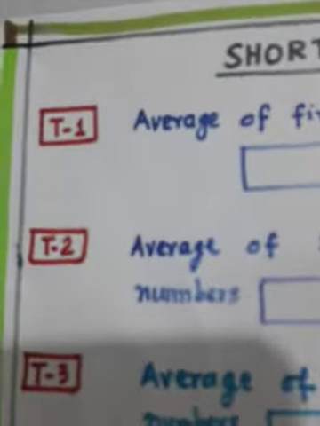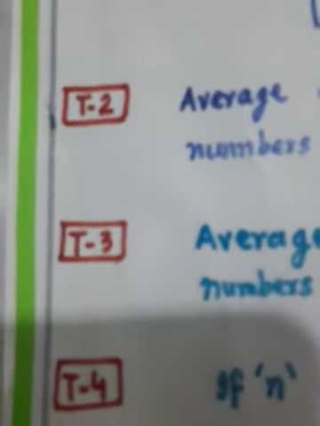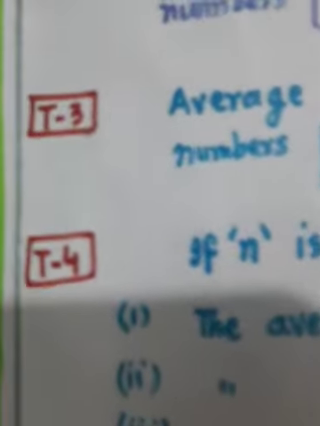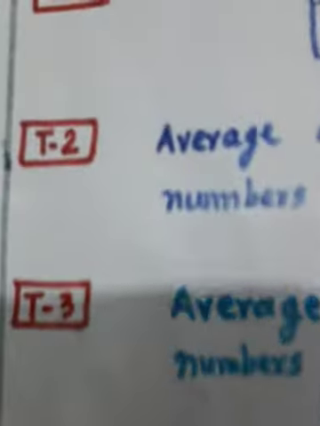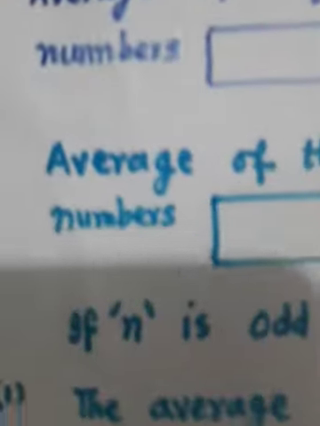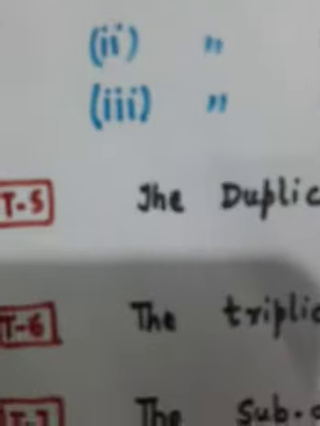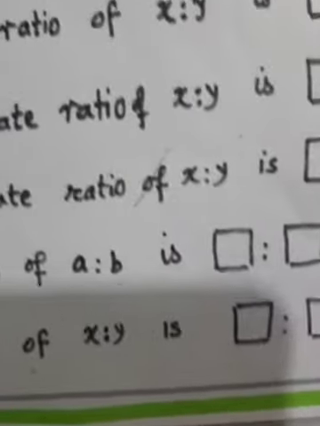Now look here. Trick number 1, average. Trick number 2, average. Trick number 3, average. And trick number 4 is also average. There are 4 tricks on the averages and there are 6 on the ratios and proportion. Now let us start. I have explained it here on the board. These are the short tricks which I am going to take up today.